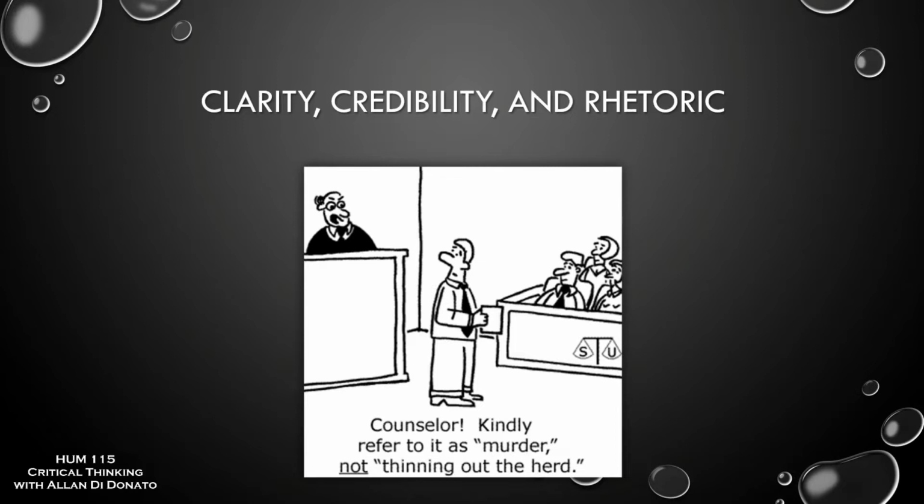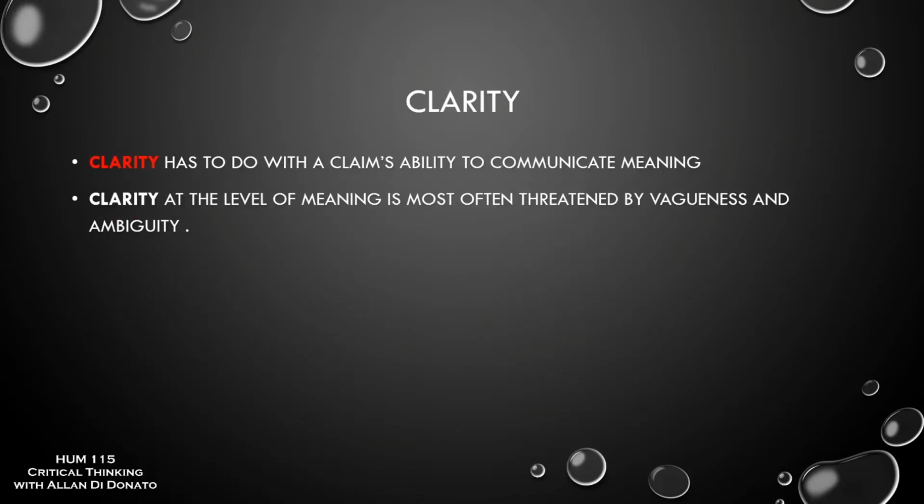What do we mean first by clarity? Clarity has to do with the ability to communicate meaning. When we are clear in our communication, then we get our meaning across to our audience, whether it's in written form or spoken form. Clarity at the level of meaning is most often threatened by vagueness and ambiguity. So the things that you want to avoid in communicating a message are vague and ambiguous terminology, or a vague and ambiguous construction of sentences.